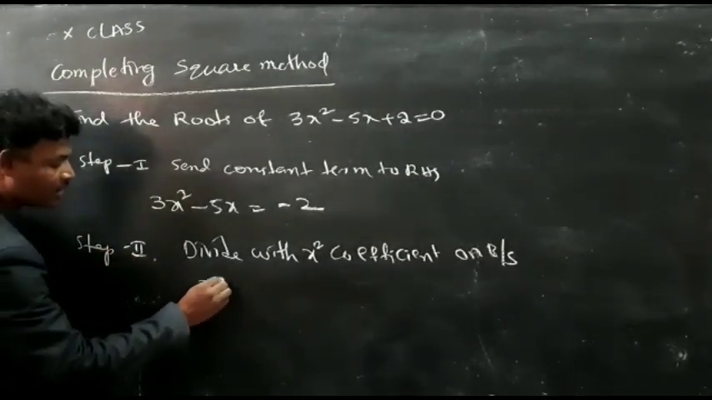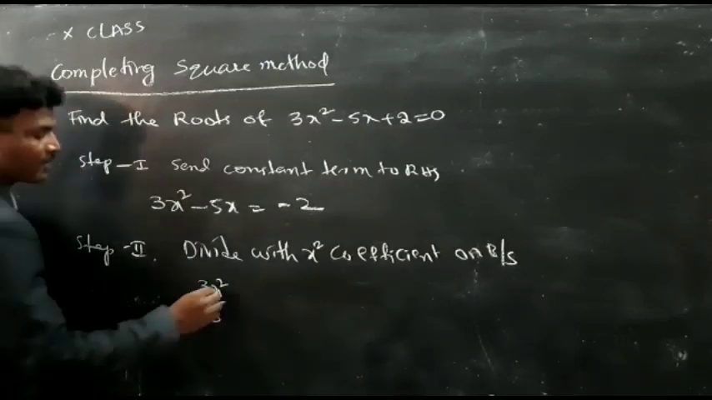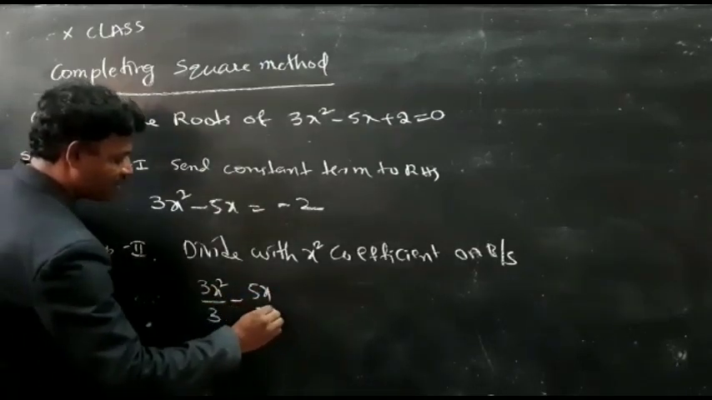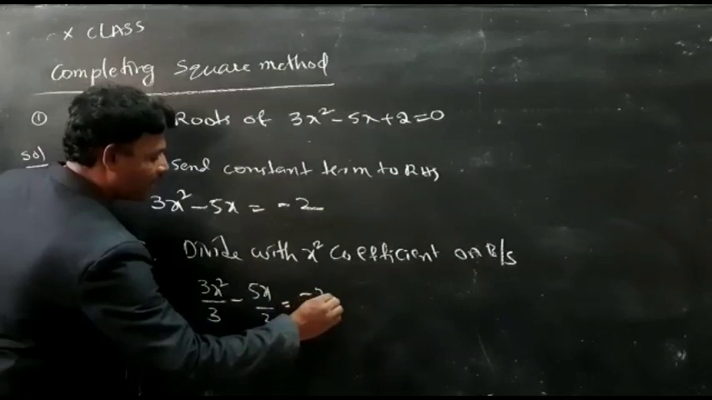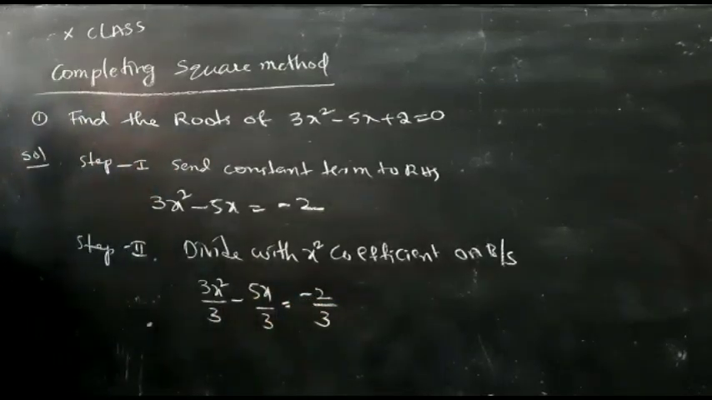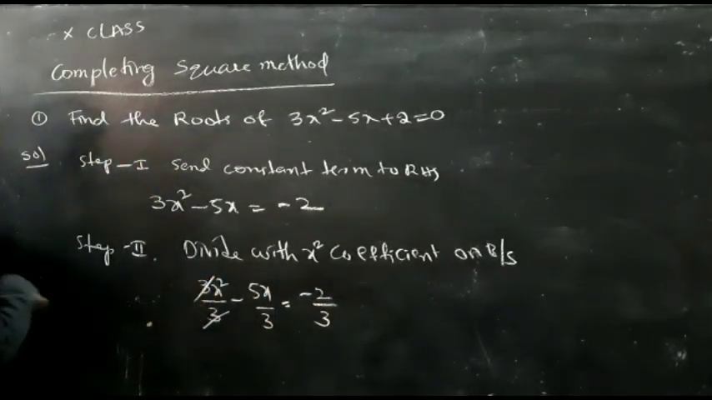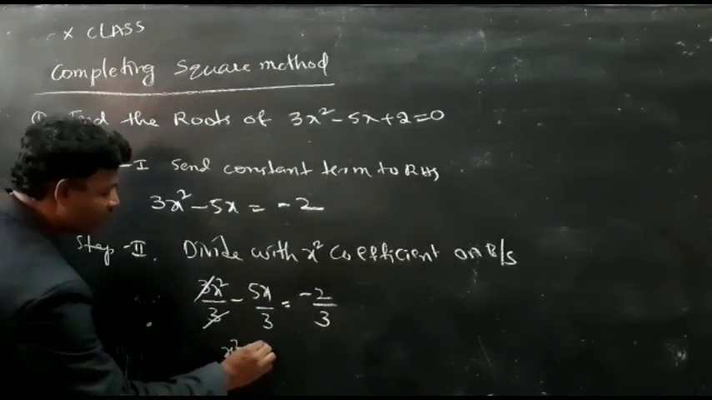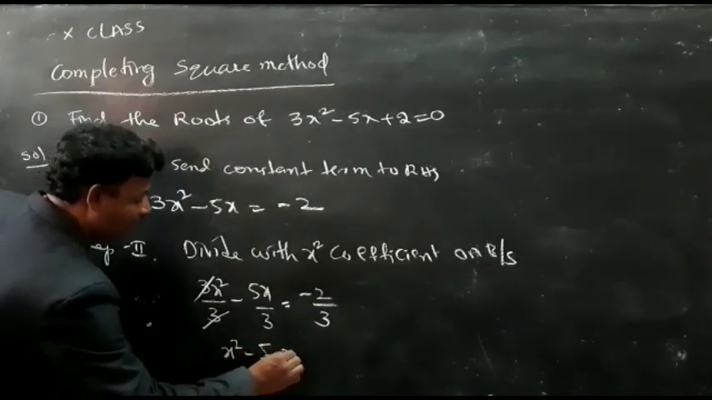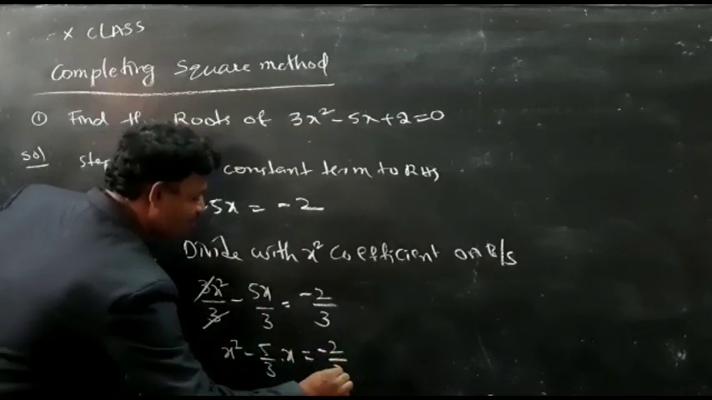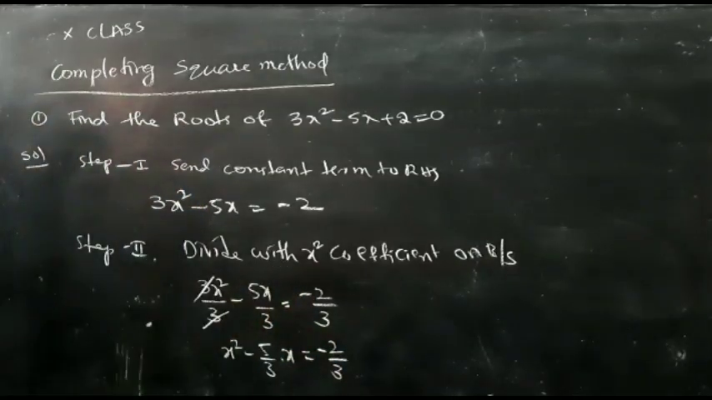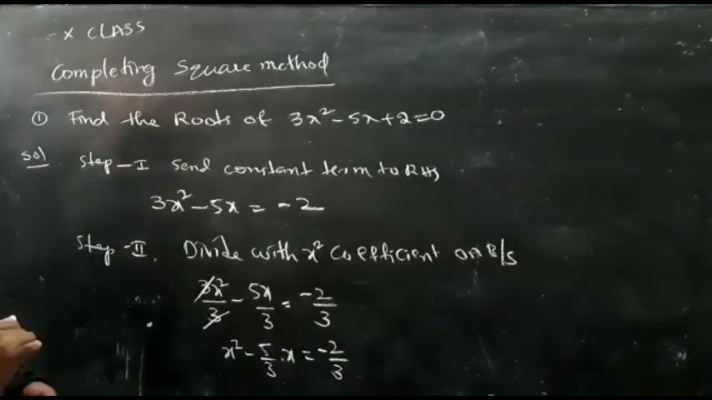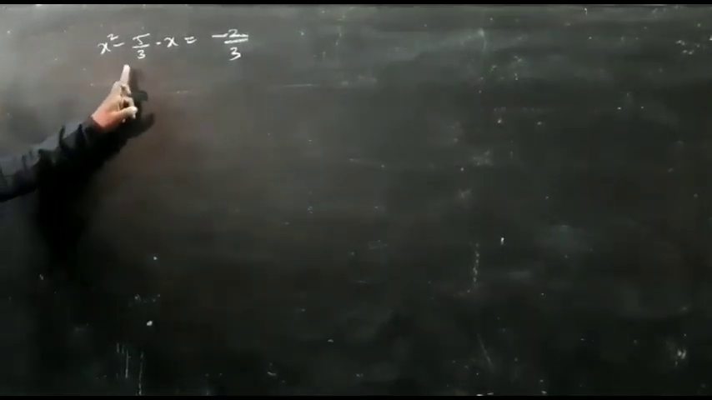It means 3x square by 3 minus 5x by 3 is equal to minus 2 by 3. Now 3 and 3 get cancelled. What is remaining here? x square minus 5 by 3 into x is equal to minus 2 by 3.